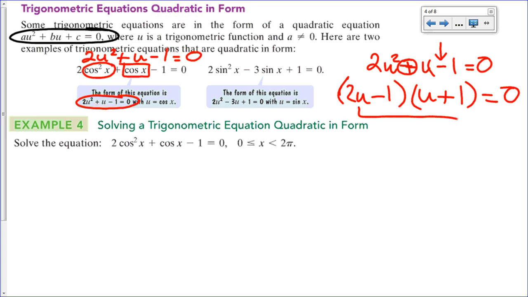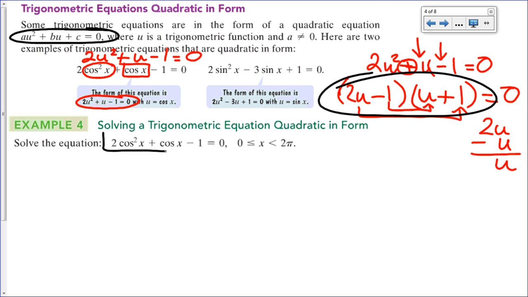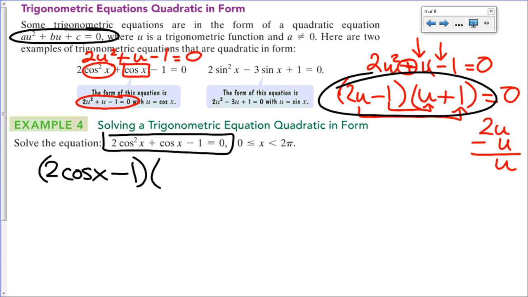So if we multiply 2u times 1, we will get 2u positive. And if we multiply negative 1 times u, we will get negative u. If we combine those, we get positive u, which is the term that we needed in the middle, right? So now we're going to translate that. We're going to use those factors that we have here and translate those into this form of the equation, all right? And so that will be 2, instead of u, we're going to have cosine x minus 1. And the other one will be, instead of u, we will have cosine x plus 1. And that is equal to 0.